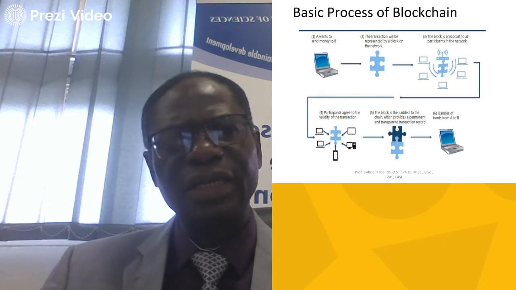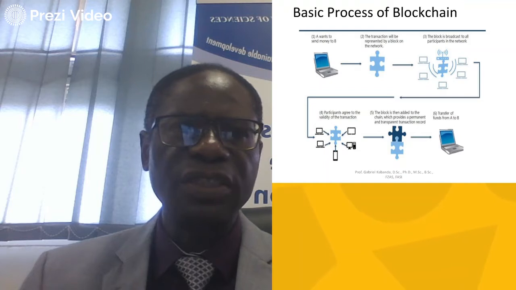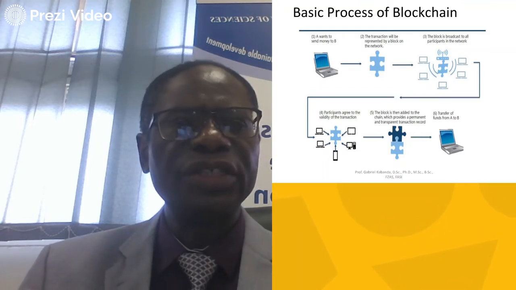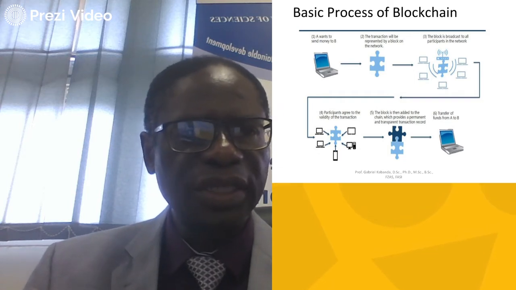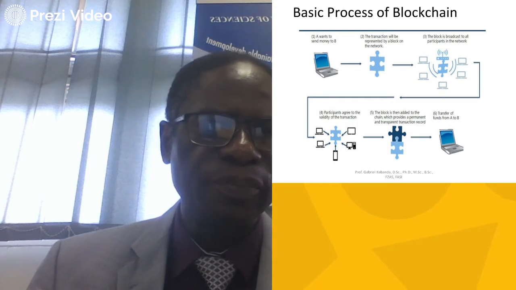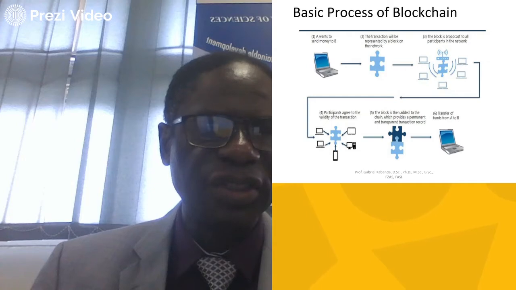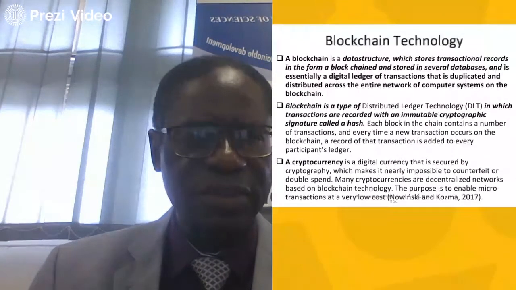The basic understanding of blockchain is a concept where if person A wants to send money to person B, the transaction is represented by a block on the network. The block then is broadcast to all the participants in the network, and the participants then agree to validate the transaction, and then when the validation is done, the transfer of the money can take place.